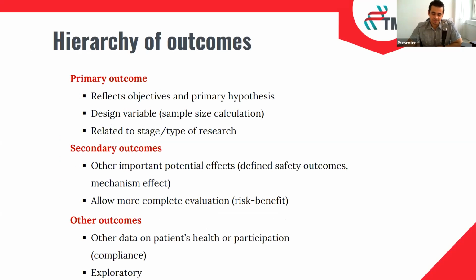Now, there is a hierarchy of outcomes. The outcome which you think is the most important regarding that clinical question should be your primary outcome. One should always choose a primary outcome which reflects the objectives and the primary hypothesis of that clinical trial, and which is the most important and the hardest one. When you are designing your clinical trial, the sample size calculation will be based on that primary outcome.